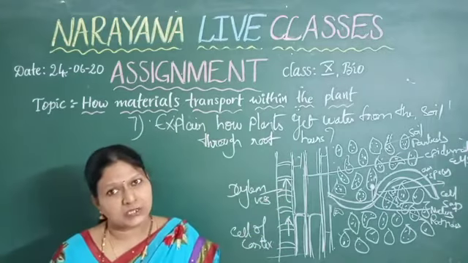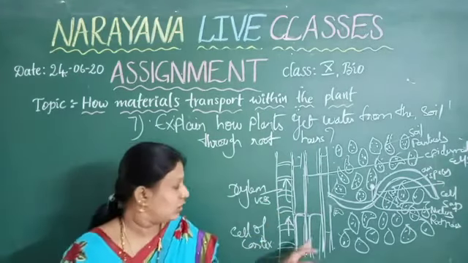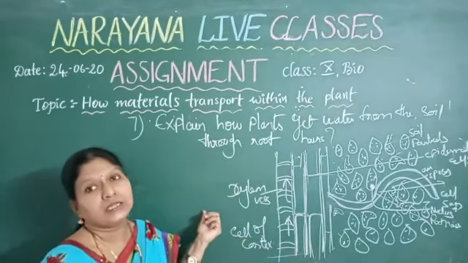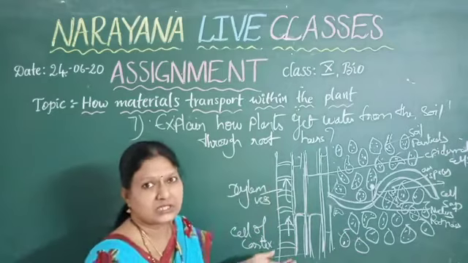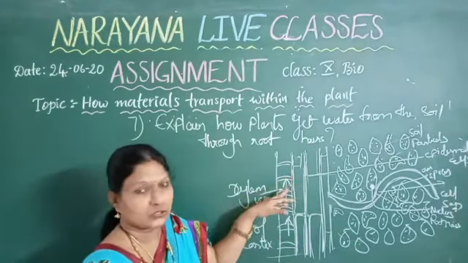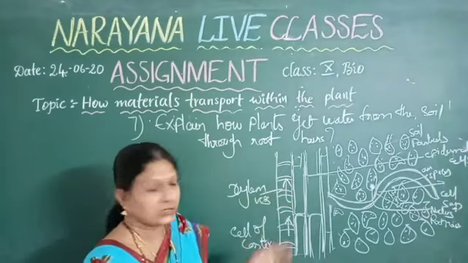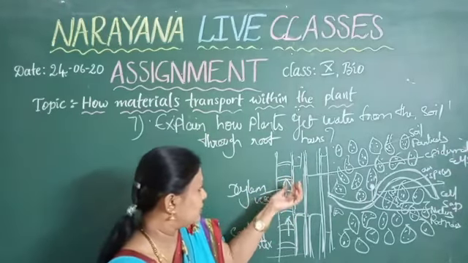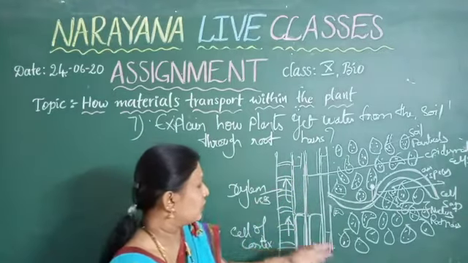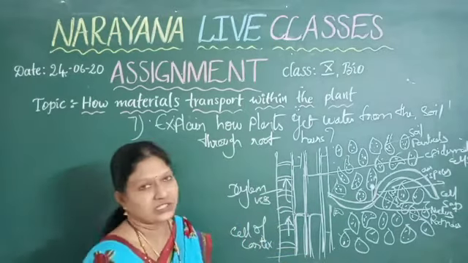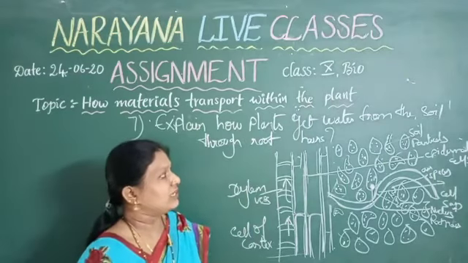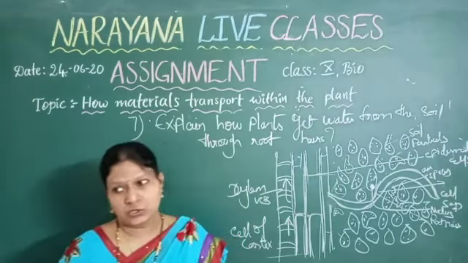When the water passes into the neighboring cells, a pressure is created by the root hairs and pushes it upwards. The water which is pushed will finally reach the xylem vessels. This is how water from the soil goes through root hairs.